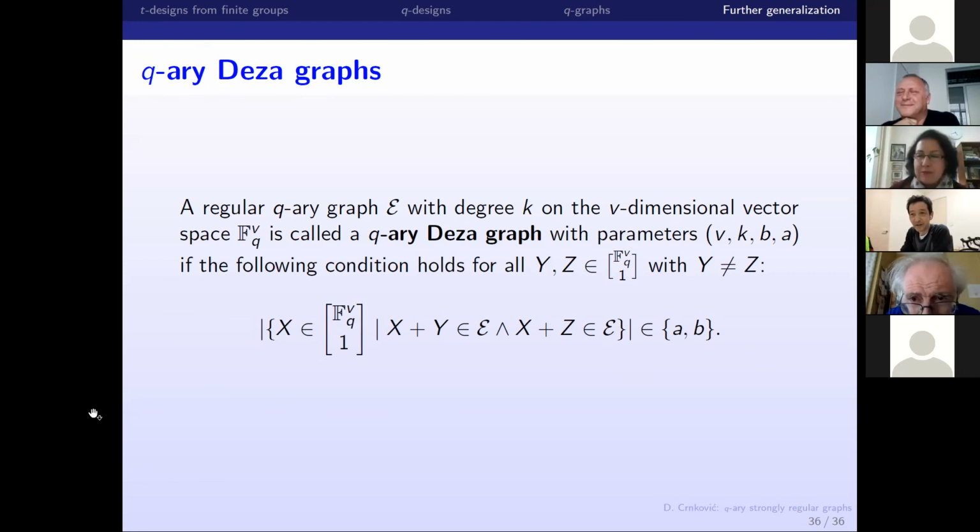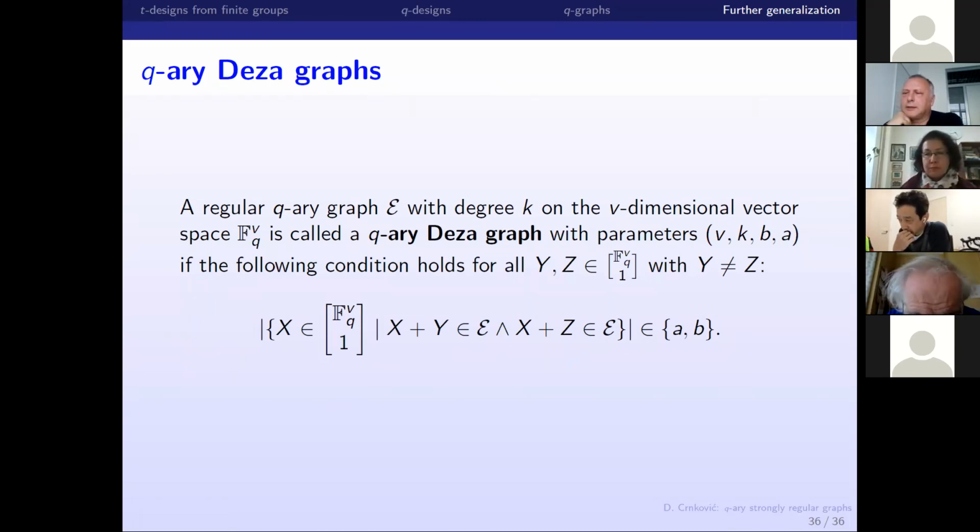Are there circulant q-ary strongly regular graphs, in the sense that a single group acts transitively on the set of vertices? I don't know, actually. As I said, it was not easy to find such a structure.